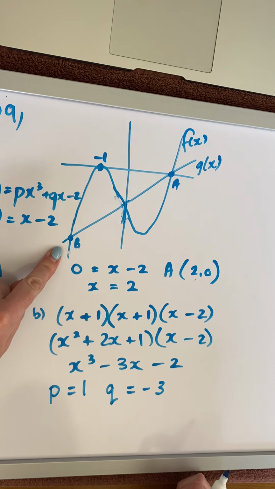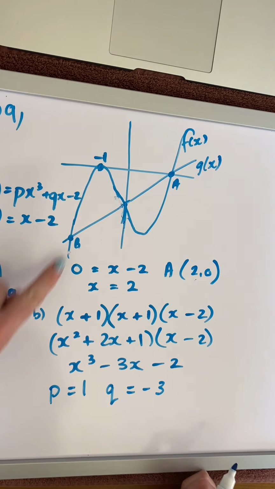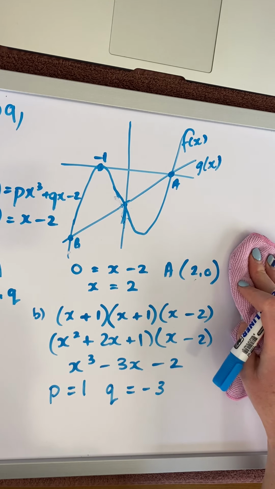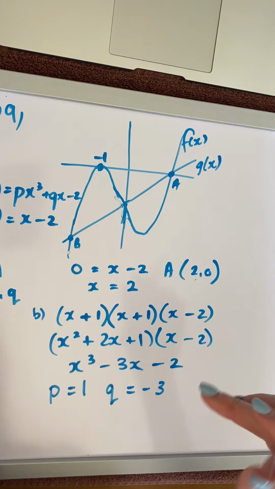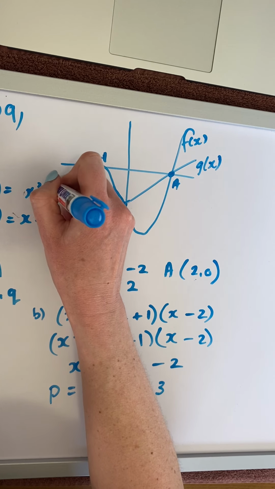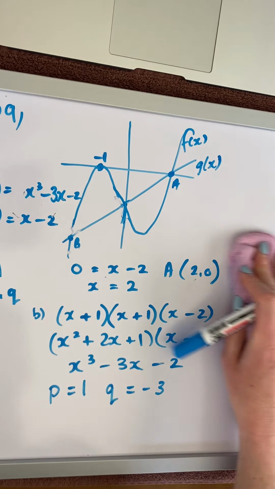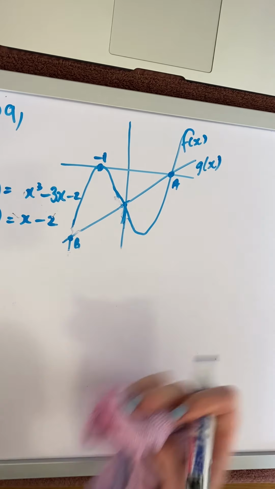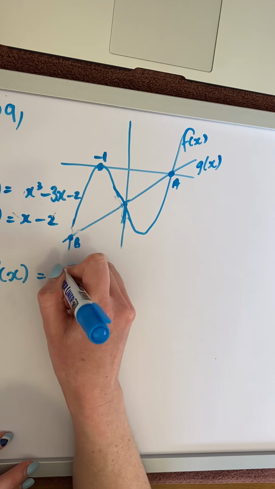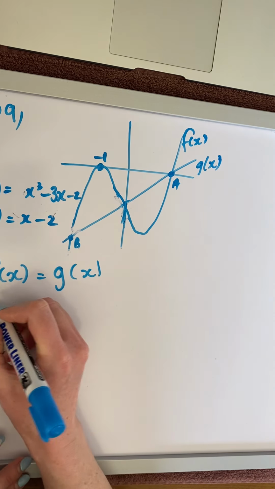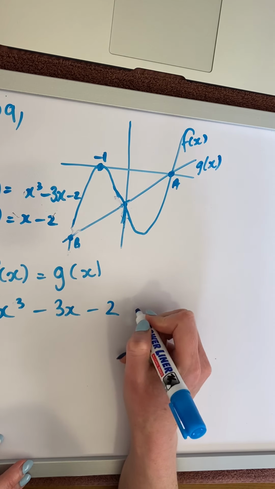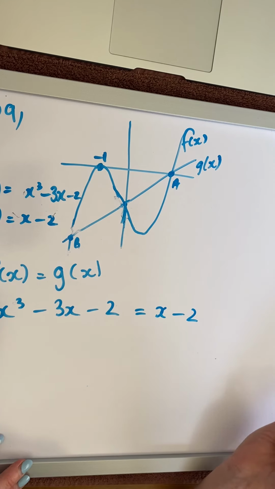So b is the intersection point between the cubic function f of x and the linear function g of x. So in order to find this, all we need to do is solve them. So I'm just going to write my values here so we don't forget. So solving them, we can let them equal to each other. So we want to know, when does f of x equal g of x? So that means we have x cubed minus 3x minus 2 is equal to x minus 2.